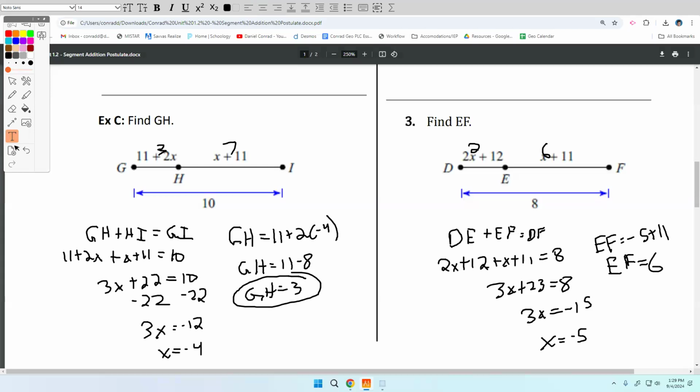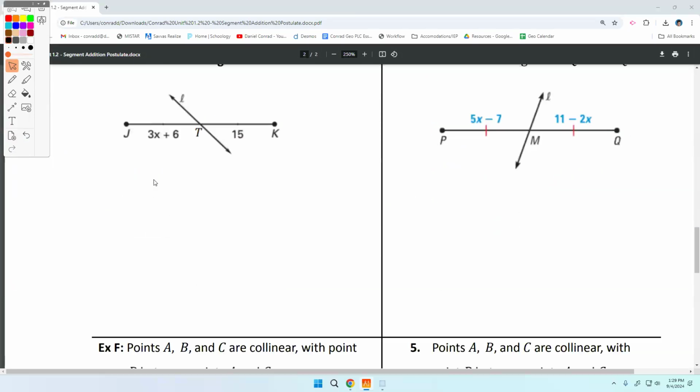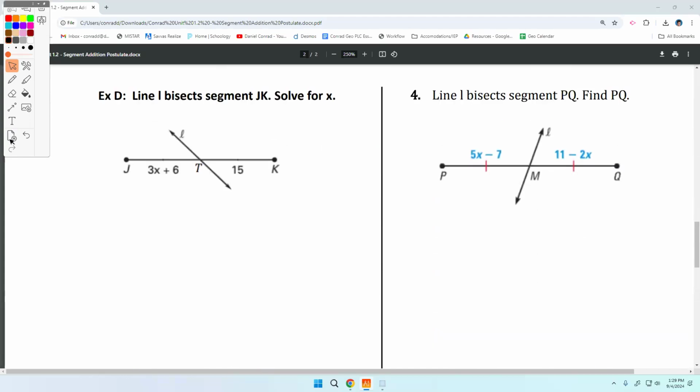Now we can go over to the back. Okay, a bisector cuts things in half. So a segment bisector is going to split a segment in half. So the first one here, okay, JK is getting bisected by line L. So that means that this piece and this piece are congruent. They're the same length. So we can say JT is equal to TK.